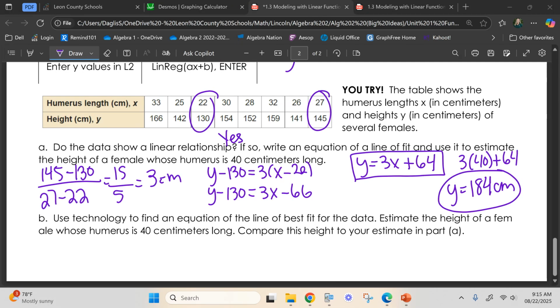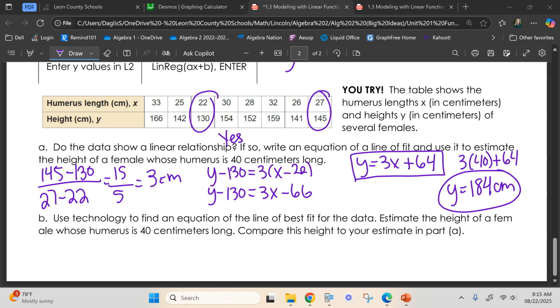So let's compare what I did versus what you did. I just did a line of fit. Scatter plot showed a linear trend. I picked 2 points. I picked 22, 130 and 27, 145 to find the slope of 3. And then to make an equation, I got y equals 3x plus 64. What was your equation?